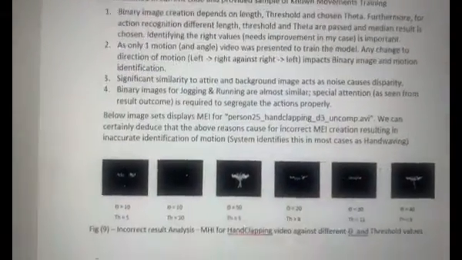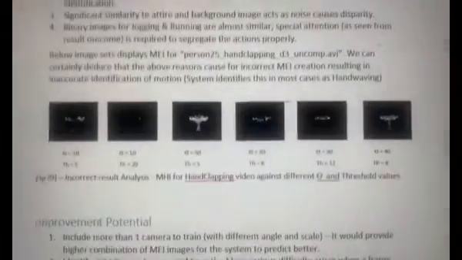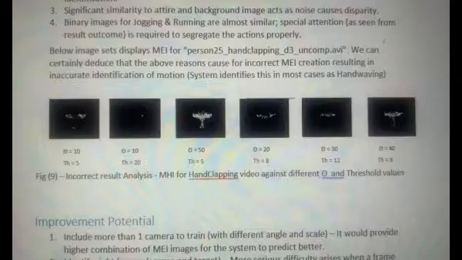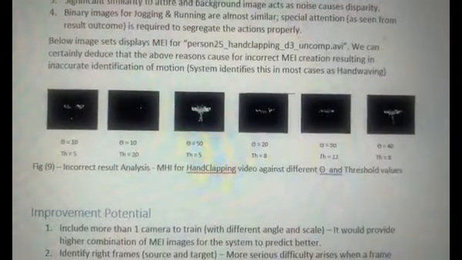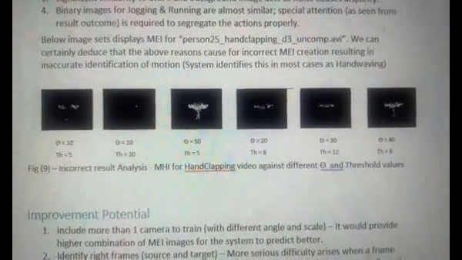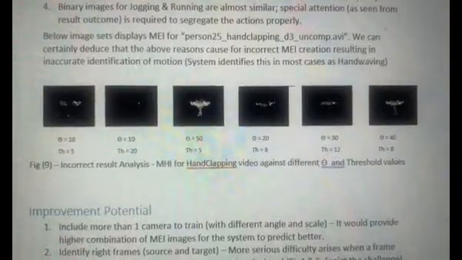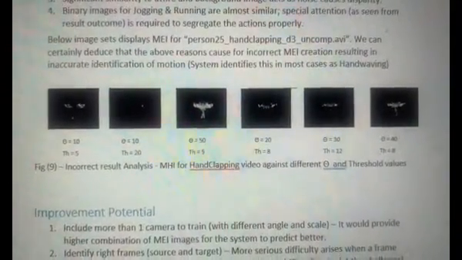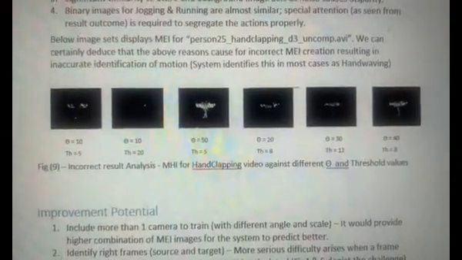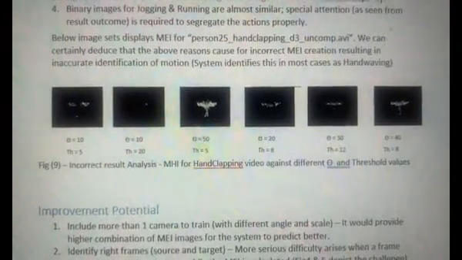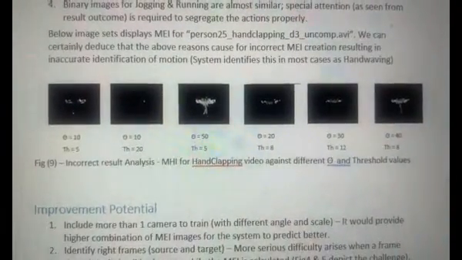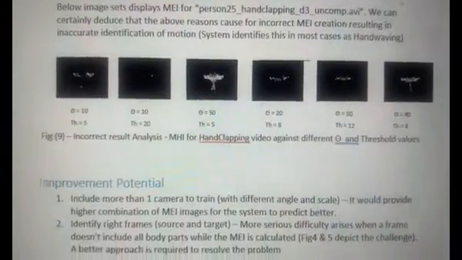A couple of scenarios where my code doesn't work is when it gets confused in terms of the MEI images. As you can see, this is a set of 6 MEI images for a hand clapping video. The 6 MEI images correspond to different theta and threshold values. However, for more than 50% of them, the MEI image corresponds more towards hand waving instead of hand clapping, which is what my code identifies it as, although incorrectly.